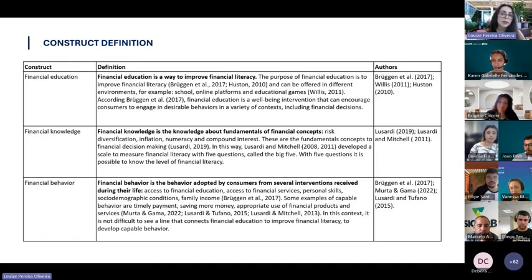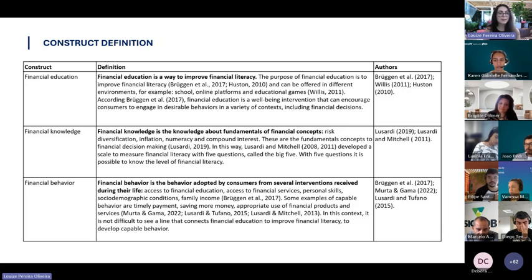And financial knowledge could be acquired throughout life, and not just with education. And we have financial behavior. For sure, behavior is the behavior adopted by consumers from several interventions received during their life. So it's like the end of this line. We have financial education, we have financial knowledge, and we have the behavior that could be developed.